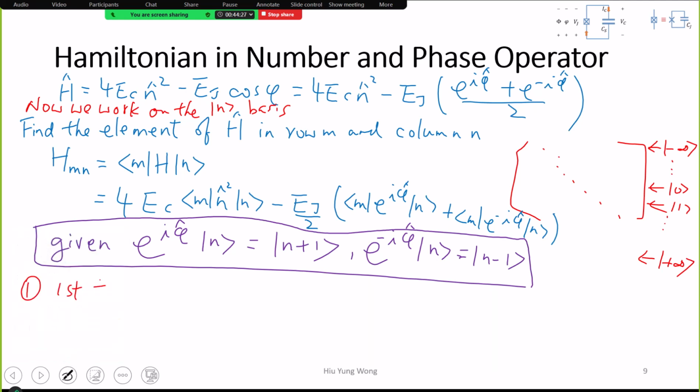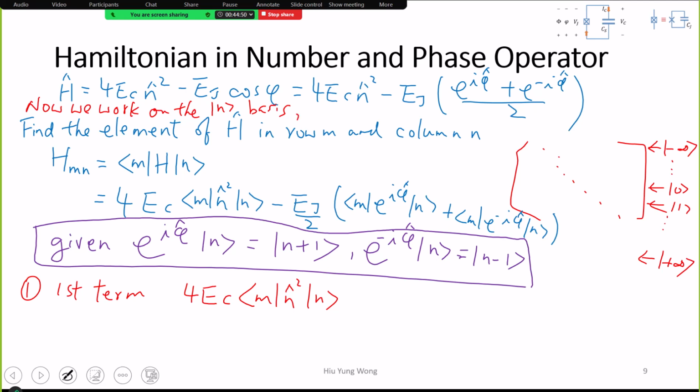So that is purely math. What is 4 EC m n hat square n? What is this if you evaluate it? So maybe I did not say it very clearly so far, right? What is the meaning of n?